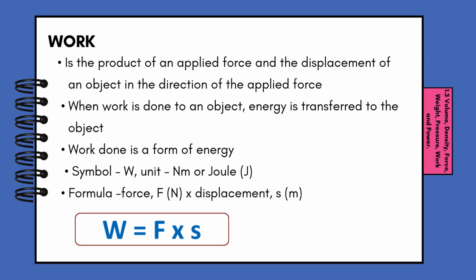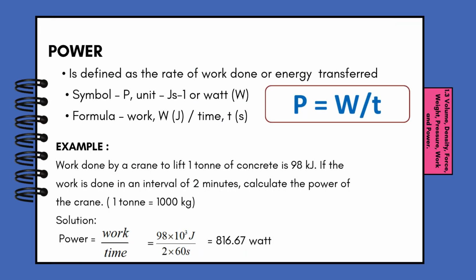Now, power is how fast work is done. The formula for power is power P equals work (J) over time (s). For example, a crane lifting 1 ton of concrete does 98 kilojoules of work in 2 minutes. To find power, P equals 98,000 J divided by 120 s equals 816.67 W.